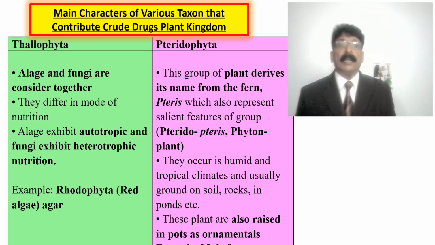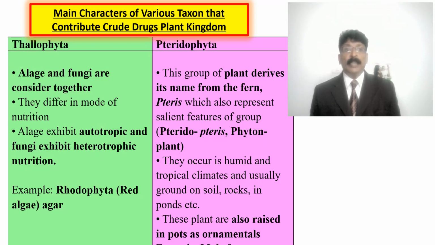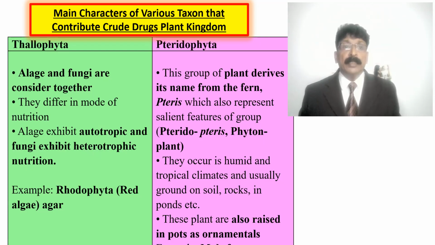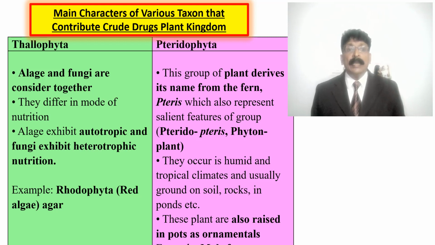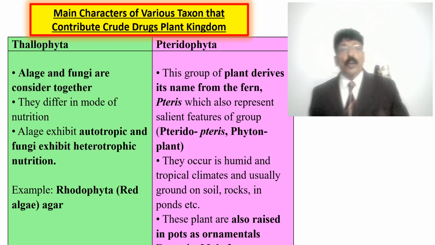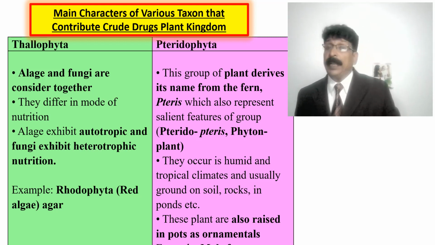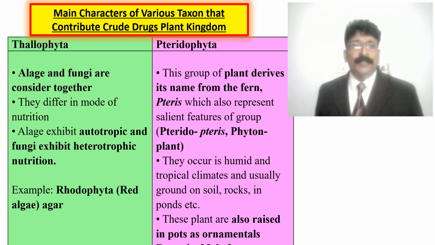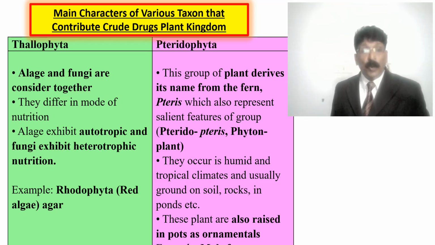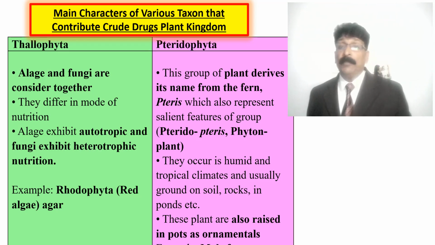in the plant kingdom are as follows. Thallophyta: algae and fungi are considered together. They differ in mode of nutrition. Algae exhibit autotrophic and fungi exhibit heterotrophic nutrition. Examples, Rhodophyta, red algae. Agar is obtained from this red algae.